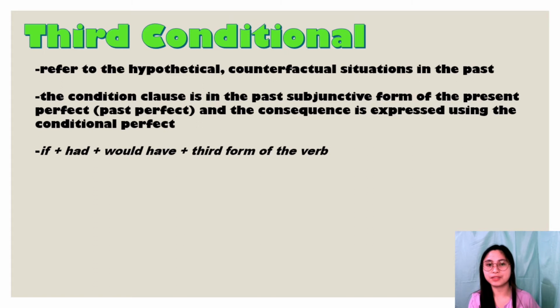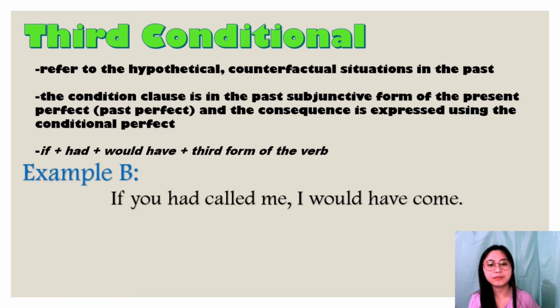Let's have the third conditional. It refers to hypothetical, counterfactual situations in the past. The condition clause is in the past subjunctive form of the present perfect, or simply the past perfect tense, and the consequence is expressed using the conditional perfect. We have here the structure: if plus had plus would have plus a third form of the verb, or the past participle. Example, if you had called me, I would have come.